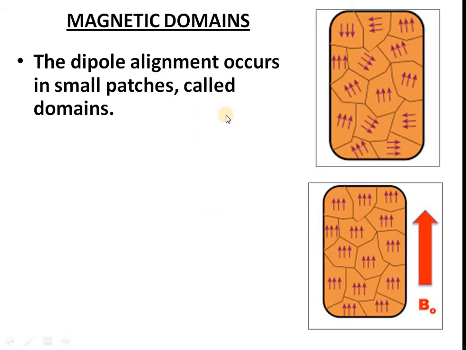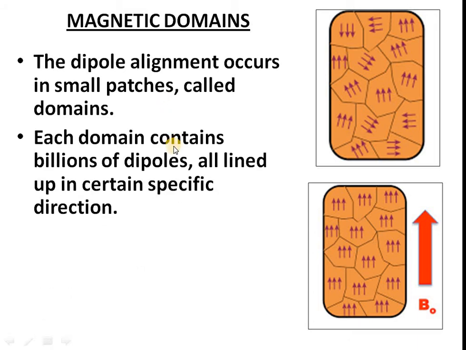So we say that the dipole alignment occurs in small patches. These patches are called domains. Actually, they are not two-dimensional patches. They are in fact three-dimensional patches. Each domain contains billions of dipoles, all lined up in certain specific directions. Even though symbolically we showed with three lines, don't be confused by that. There may be billions of micromagnets in each domain. And in each domain they are aligned in specific directions, not in a common direction.